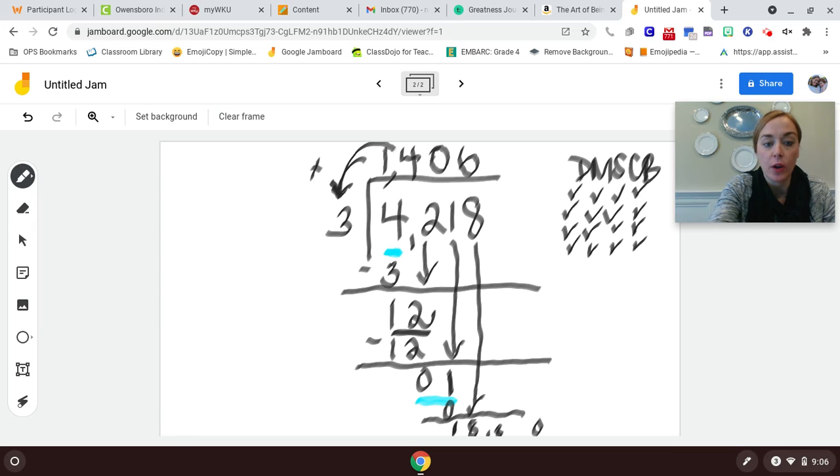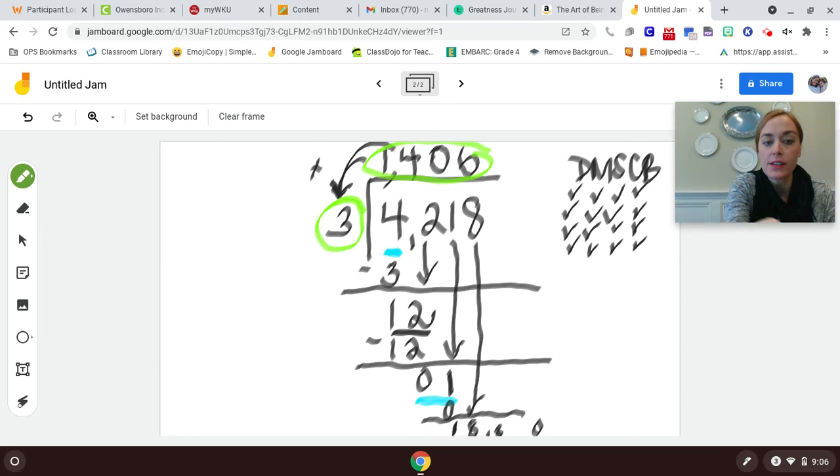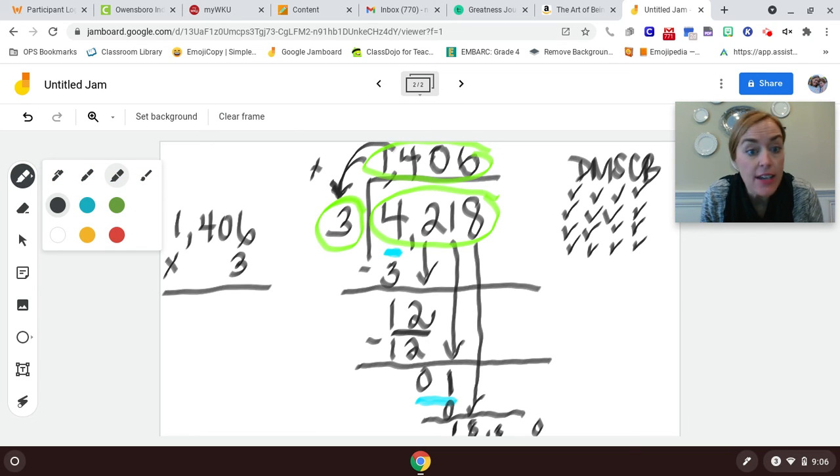We have to go in and check our work. How can I check my work? Well, I can check my work by taking my quotient and multiplying it by my divisor, or the number I'm dividing by. Okay, so I'm going to come over here to the side, and I'm going to say 1,406 multiplied by 3 is hopefully going to give me 4,218. So let's check it out. If you do this multiplication and it's not right, then you know you've made a mistake somewhere and you can kind of retrace your steps, okay?